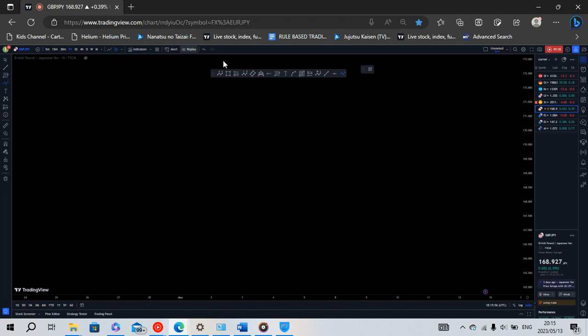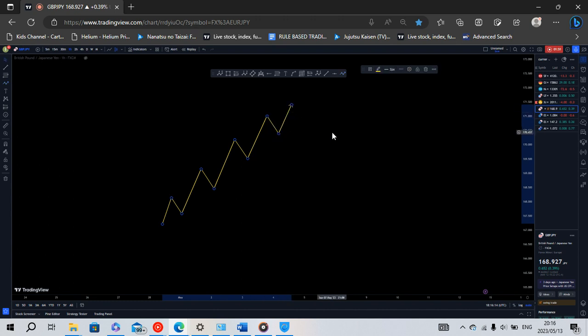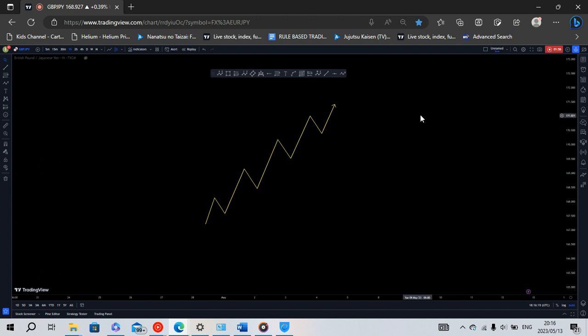Let me simply explain how supply and demand works. Let's say we're moving in an uptrend. We're getting up, then down, down again, up, down, and then up. This is our beautiful uptrend. The opposite of an uptrend is a downtrend, where we're going like this. I'm sure everybody knows this currently.